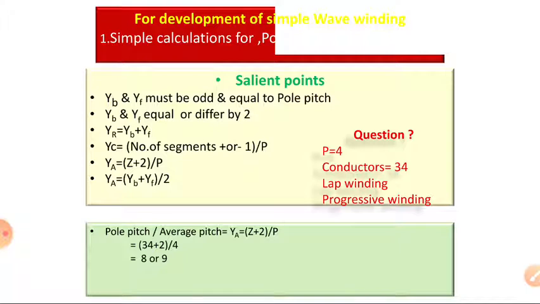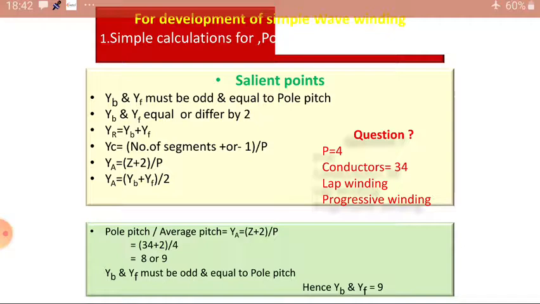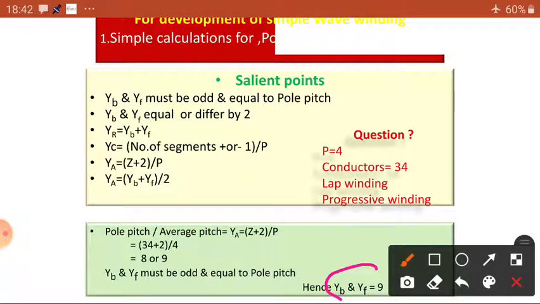We are neglecting the even number, so we take the odd number as the pole pitch. This pole pitch or average pitch we take as the back pitch and front pitch. So the back pitch and front pitch must be odd and equal to the pole pitch. In this example I consider the pole pitch equal to the back pitch and front pitch. At the same time, the back pitch and front pitch are equal values, not differing by two. These are some calculations I have made here. Hence YB and YF are equal to 9. This is the first step, the simple calculations, which I completed here.